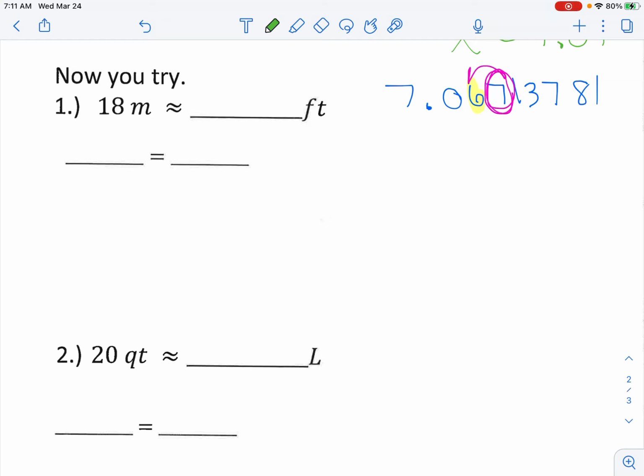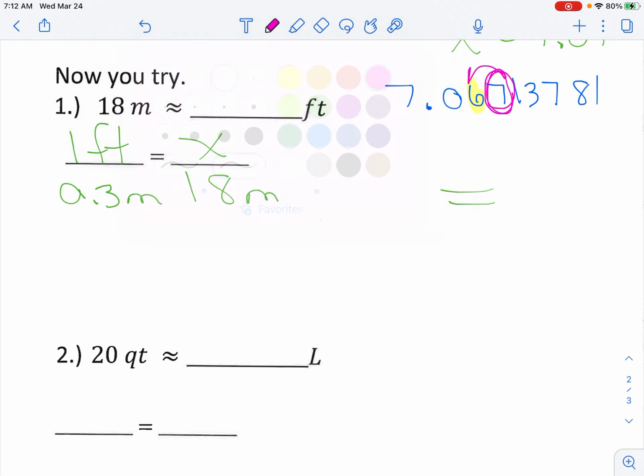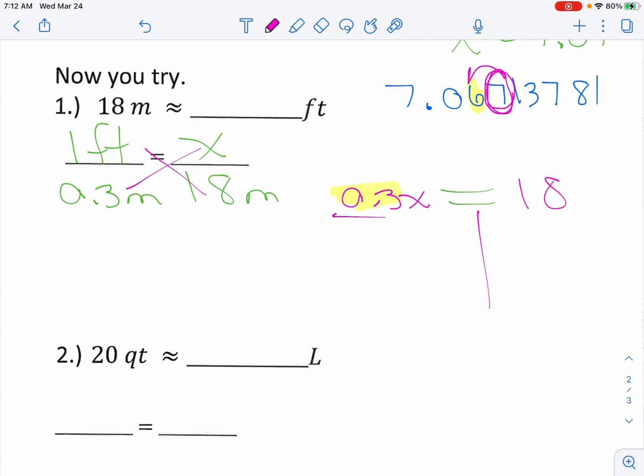All right, so for the first one, we're looking for the conversion from meters to feet. And on my reference sheet, it says that 1 foot is 0.3 meters. So 18 meters is how many feet? I don't know, so that's where my X goes. Set up your equation. Always multiply by the X first. So that's 0.3 X equals 18. Draw the mirror. Find your coefficient.